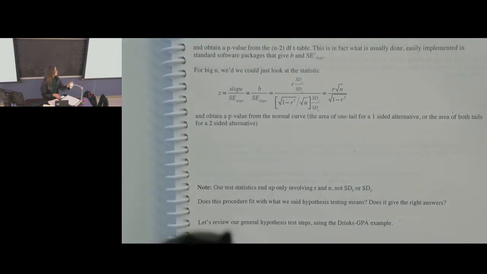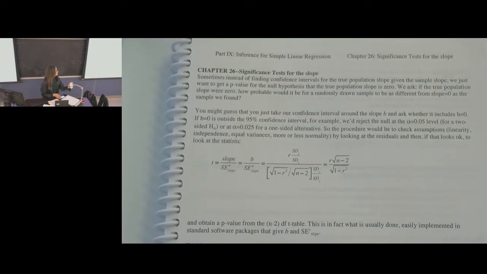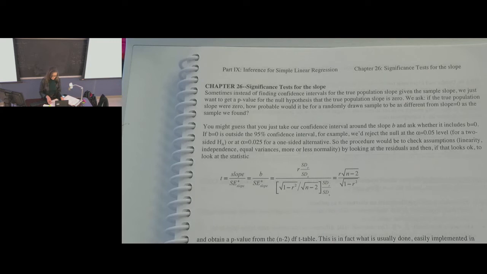So what we're going to do now is a significance test for the slope, and we can do both a z and a t-test. And we'll be done after that.